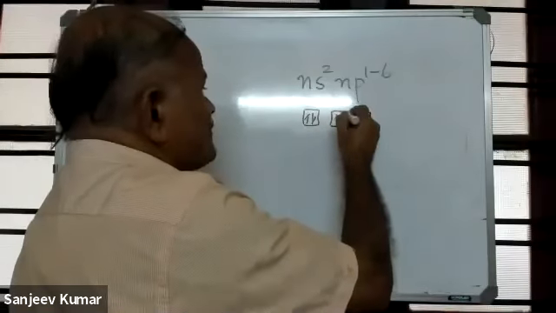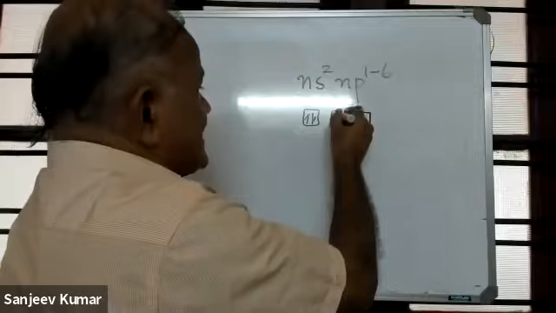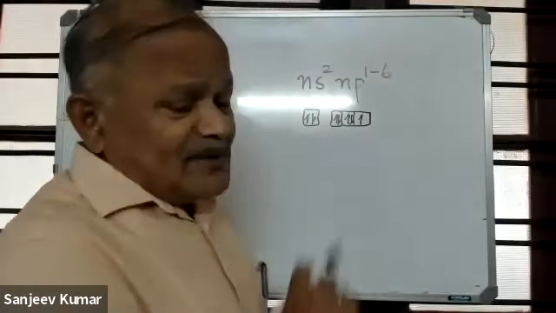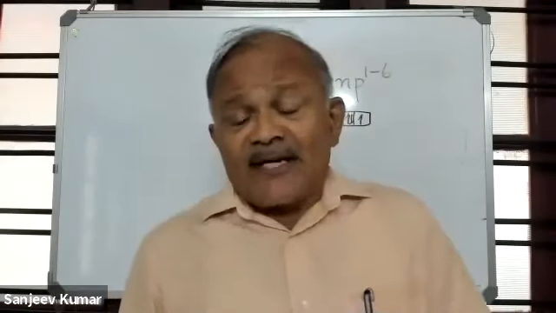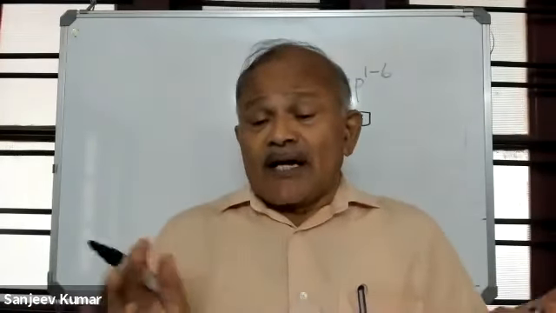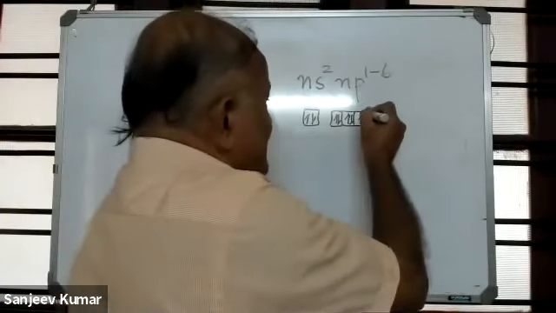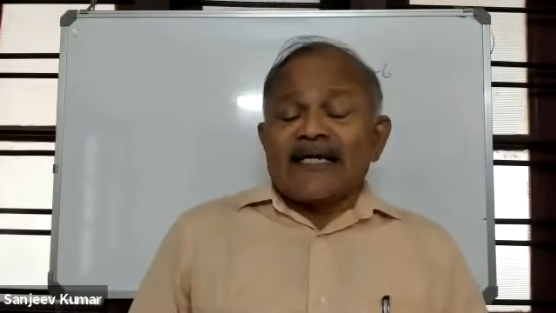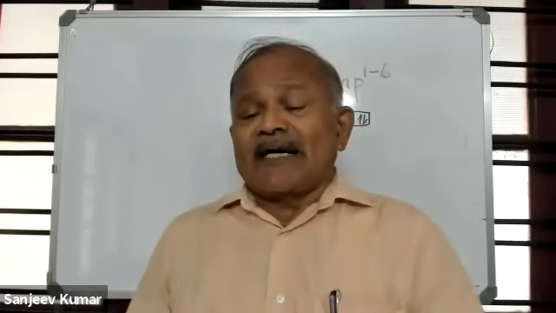ns2 np2, group 15 contains ns2 np3, group 16 contains ns2 np4 and group 17 contains ns2 np5. That means all of them, groups 13, 14, 15, 16, 17, have unpaired electrons. Therefore, they are all paramagnetic. And group 18 elements are ns2 np6. That means they don't have any unpaired electron and therefore they are diamagnetic.